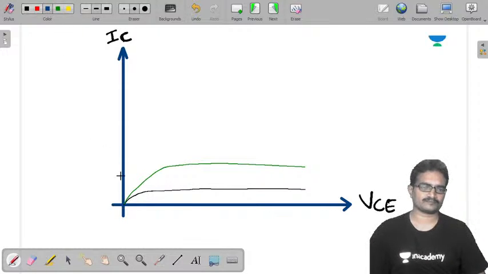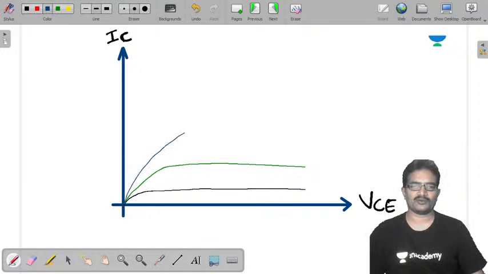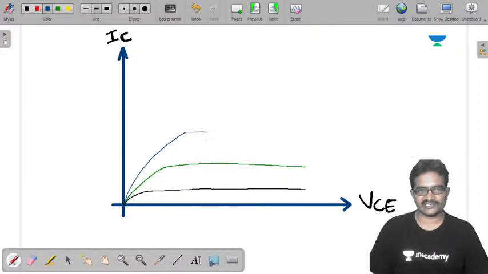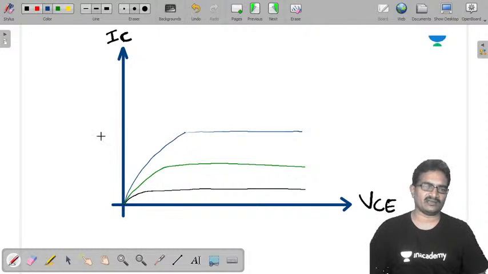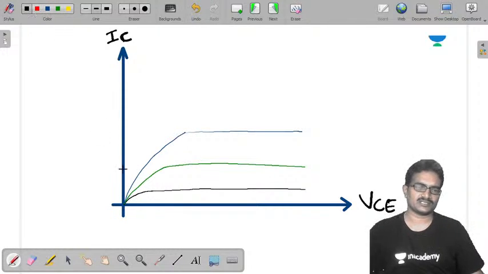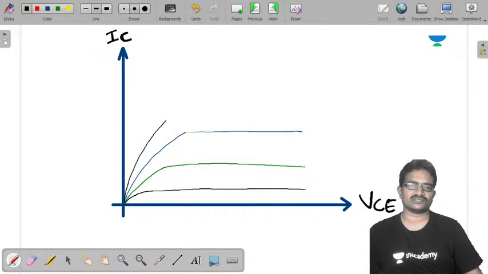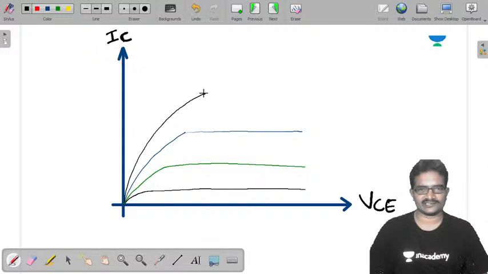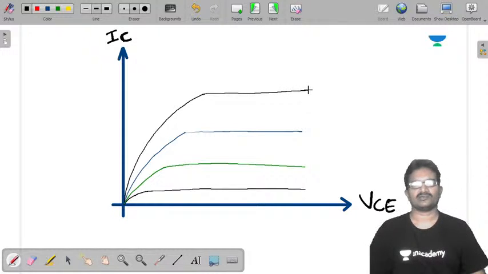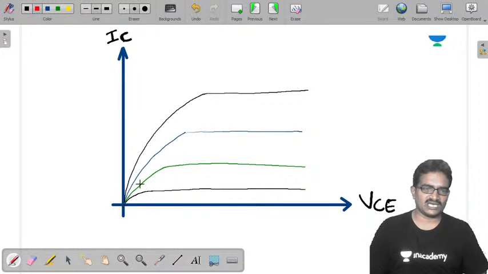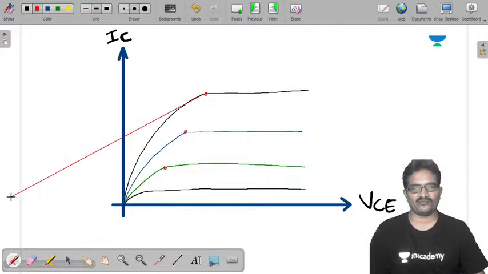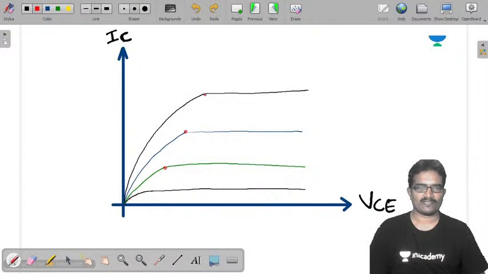Third plot, up to here forward bias. From this it is reverse bias. Similarly, fourth plot. Like that, at different values you get different plots. Now, these are the points where your transistor's collector junction switches from forward bias to reverse bias. Now, I am dividing this like this.